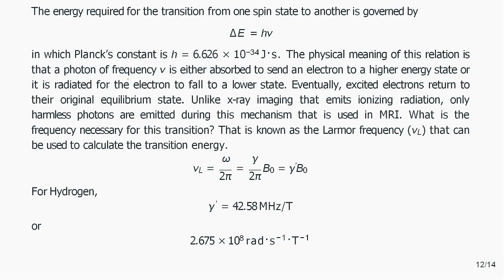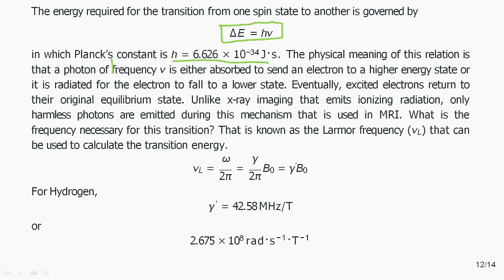And the spin state, that is two different states, one is parallel, another is anti-parallel. The energy difference among them is delta E equals h nu. So, this h is your Planck's constant, and the physical meaning of this relation is that a photon of energy h nu is either absorbed to send an electron to a higher energy state, or it is radiated for the electron to fall to a lower state.